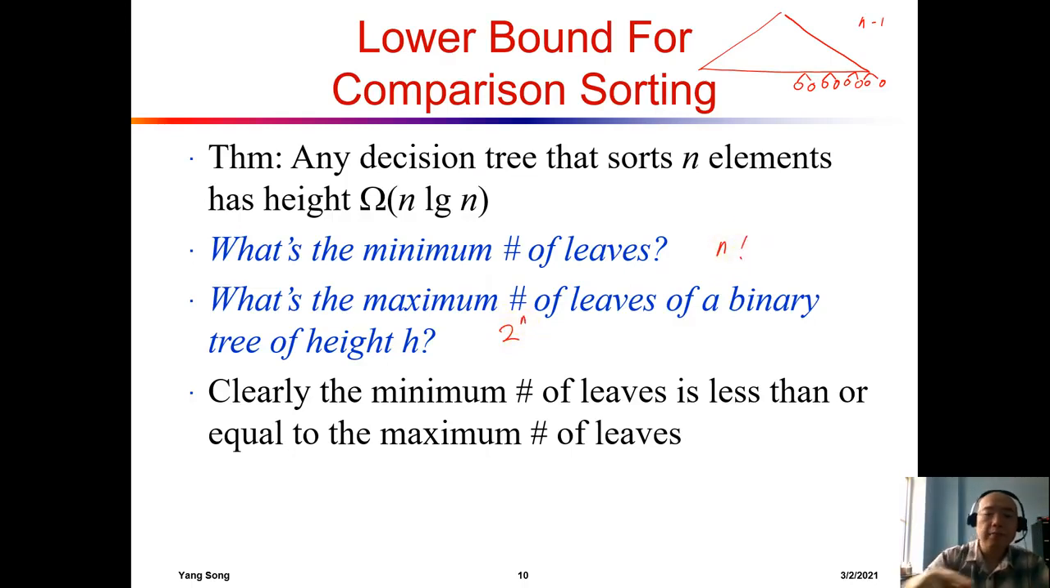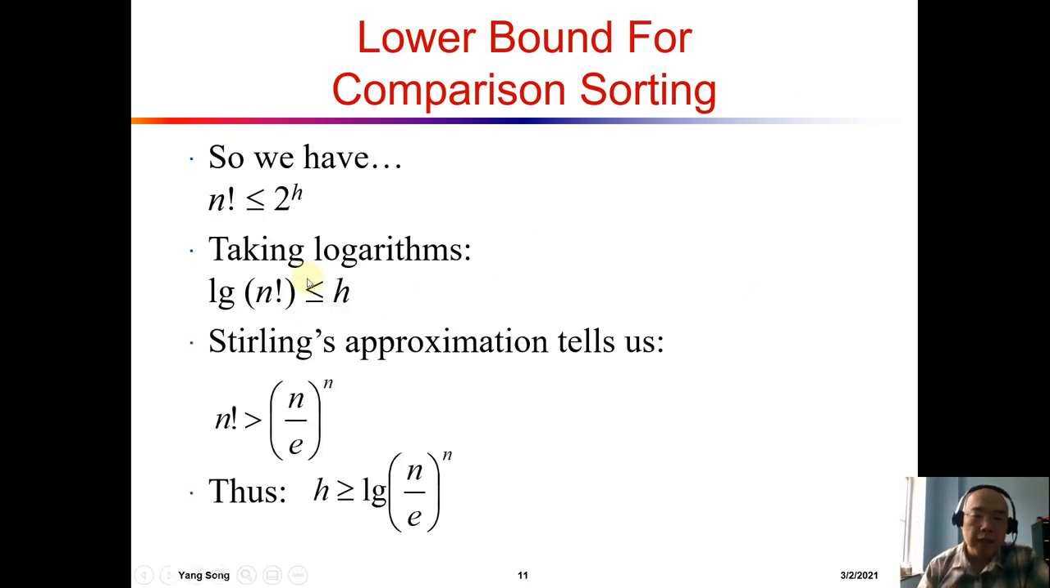Okay, so clearly the minimum number of the leaves will be less than or equal to the maximum number of the leaves, and this means n factorial will be smaller than or equal to 2 to the power h, where h is the height. And then if we take log base 2 on both sides, we have log n factorial is smaller than or equal to h. And then we want to apply the Stirling approximation, that n factorial is greater than (n divided by e) to the power n. So we will have h, the height of the tree, is greater than or equal to log of (n divided by e) to the power n.